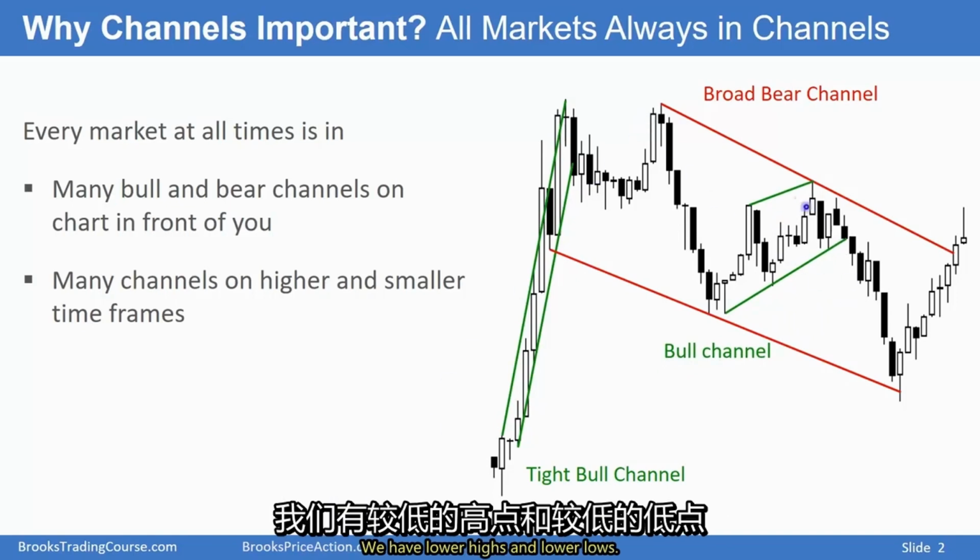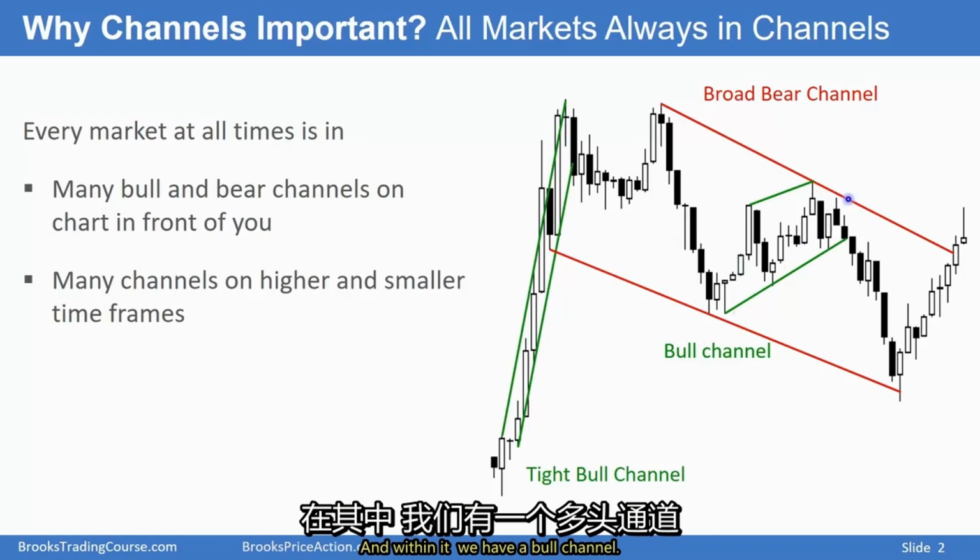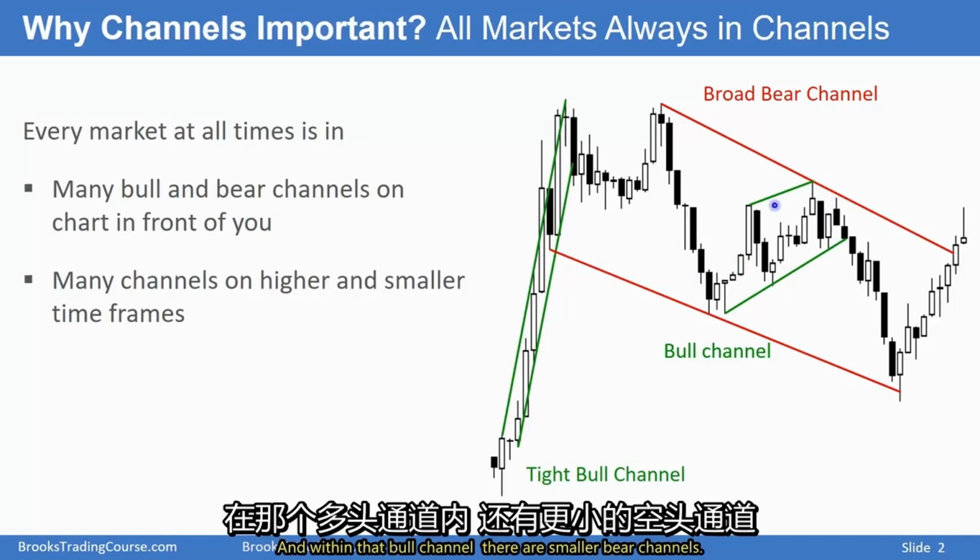Here we have a broad bear channel. We have lower highs and lower lows. And within it, we have a bull channel. And within that bull channel, there are smaller bear channels.